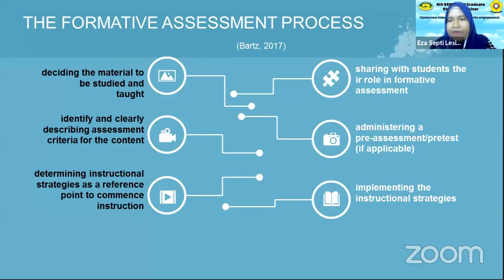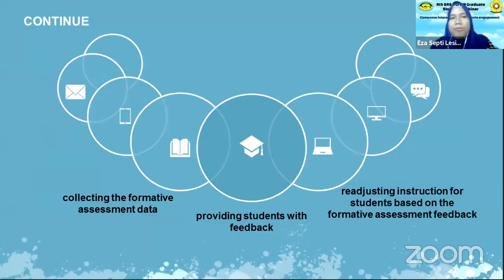Step 5 is administering a pre-assessment or pre-test if applicable. If not, head to another step. Step 6 is implementing the instructional strategy. Step 7 is collecting the formative assessment data. For collecting formative assessment data, we can use written work, observing non-verbal cues, and the use of questions or a questionnaire. Step 8 is providing students with feedback. And the last step is readjusting instruction for the students based on the formative assessment feedback.